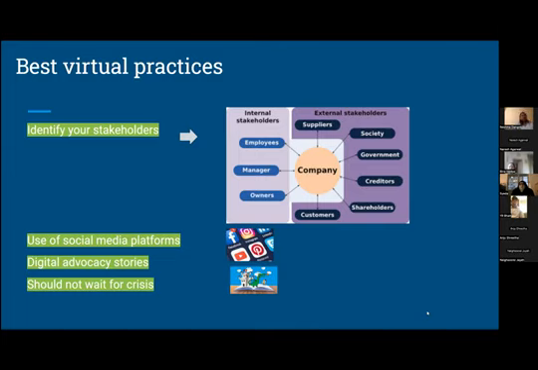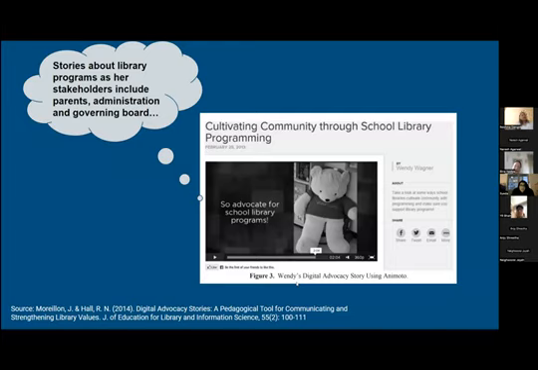Next, I'm going to talk about some of the best practices. So this is a screenshot from a research paper I have cited here in my slide.